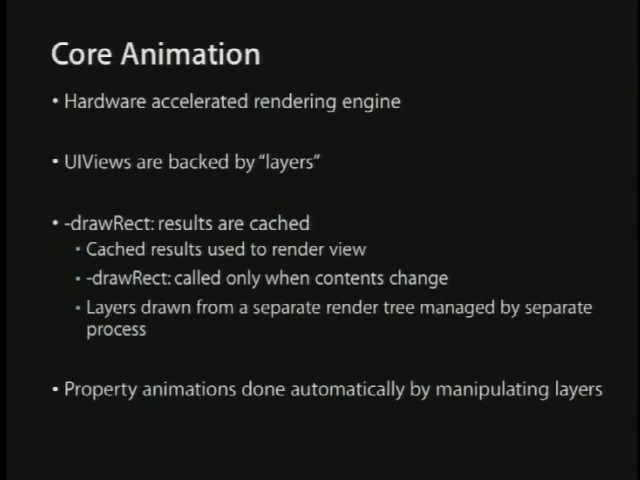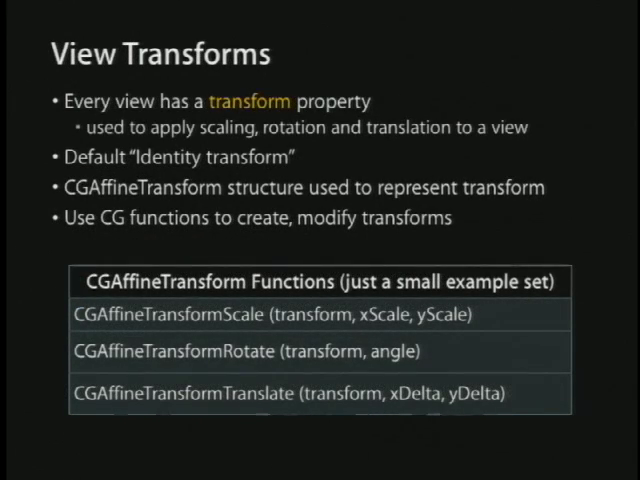Yeah, as we said, those property animations are done automatically by manipulating layers. You set those properties on the view, and the layers implicitly get animations set on them. I think we're running out of time here, so let's go through this real quick. Every view has a transform property. We talked about that already a bit when we talked about frame. The transform lets you rotate it, scale it, translate it. It defaults to the identity transform.